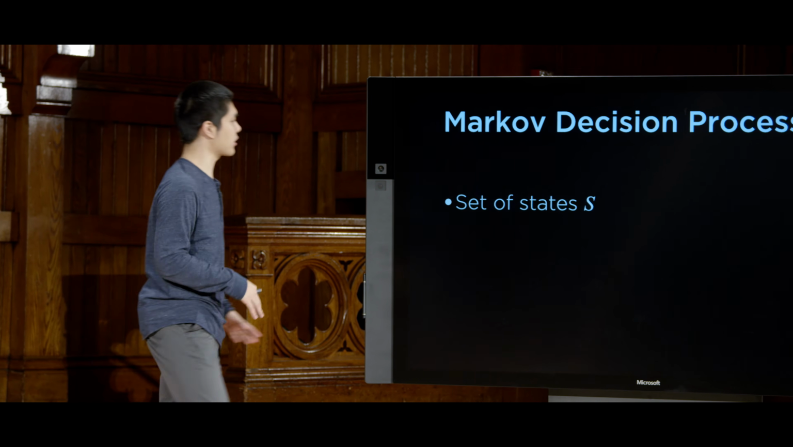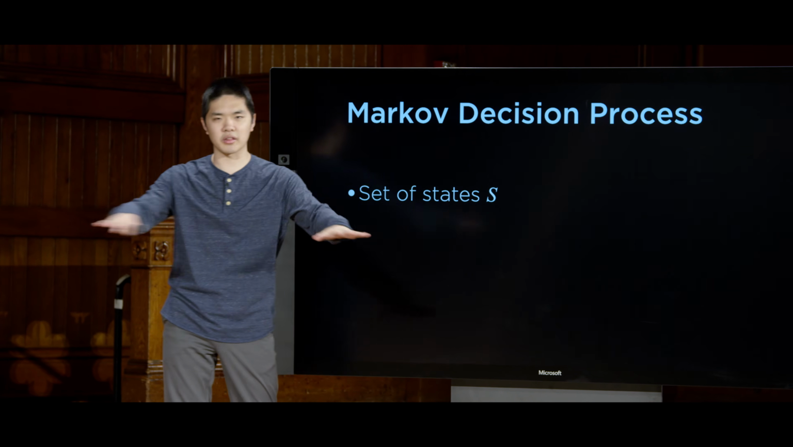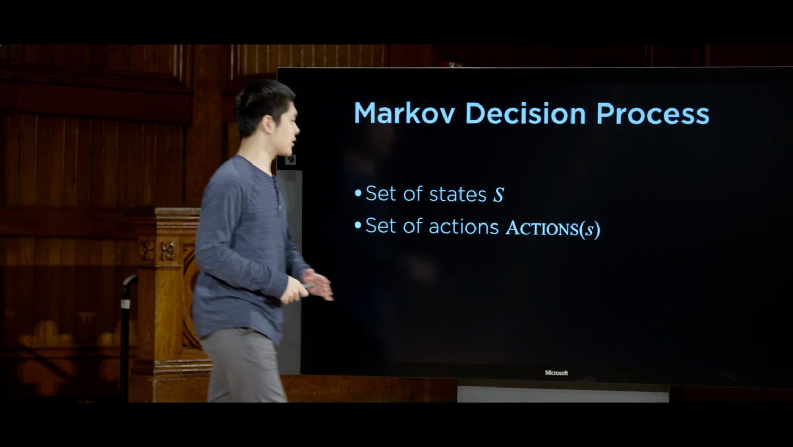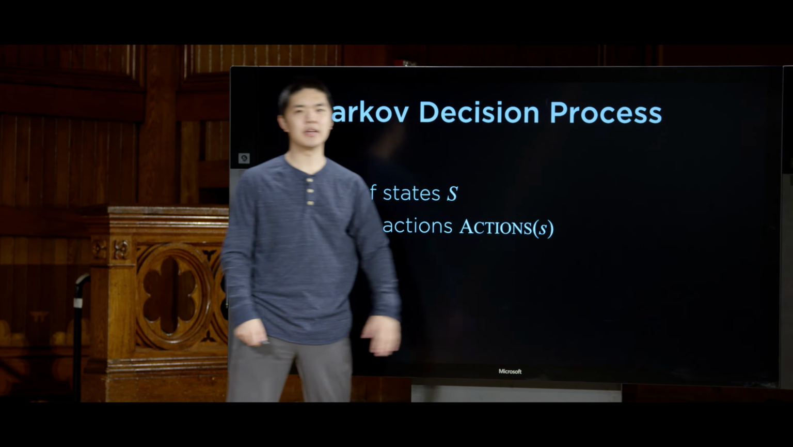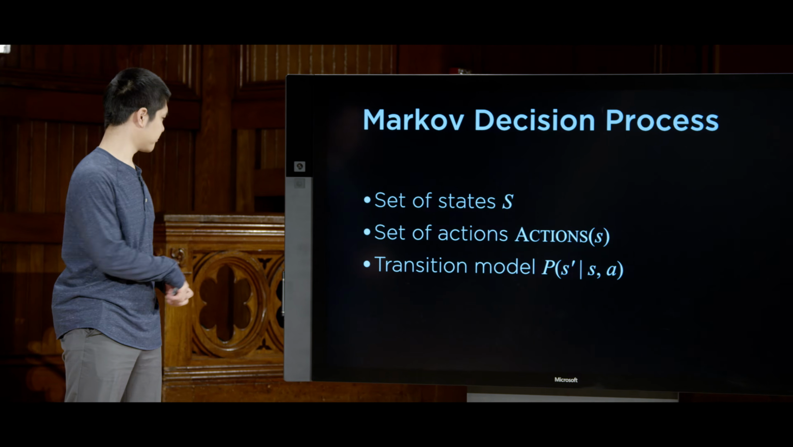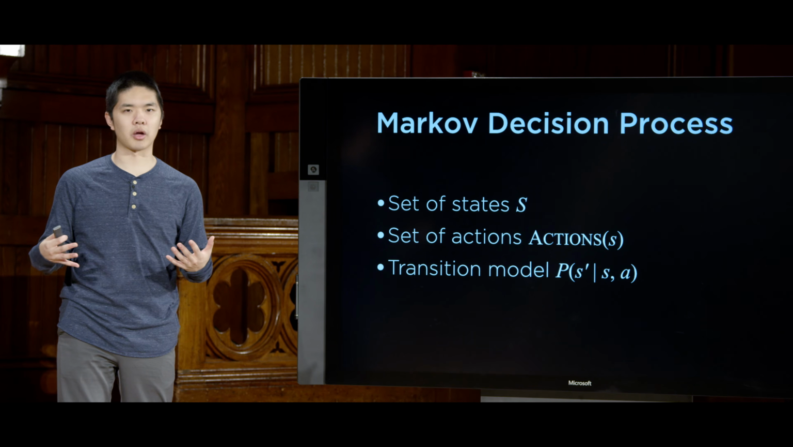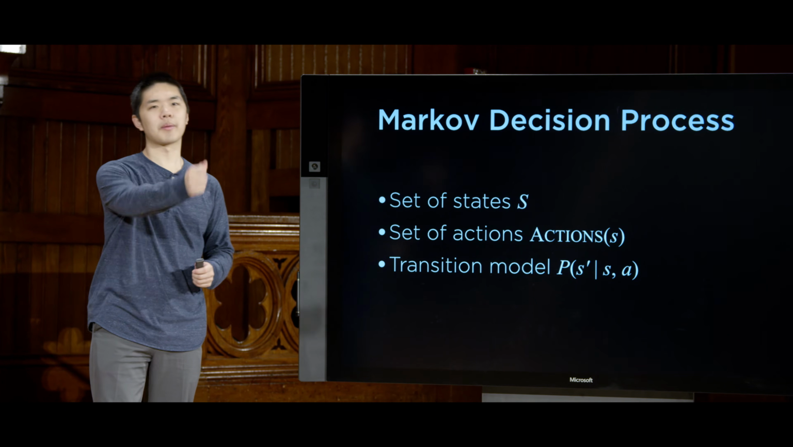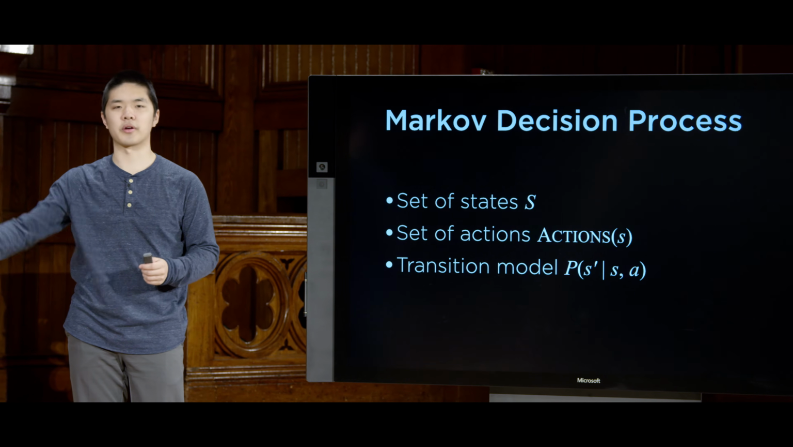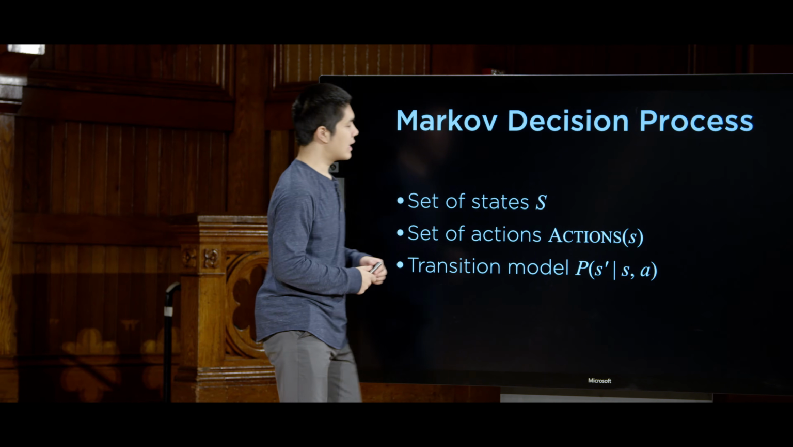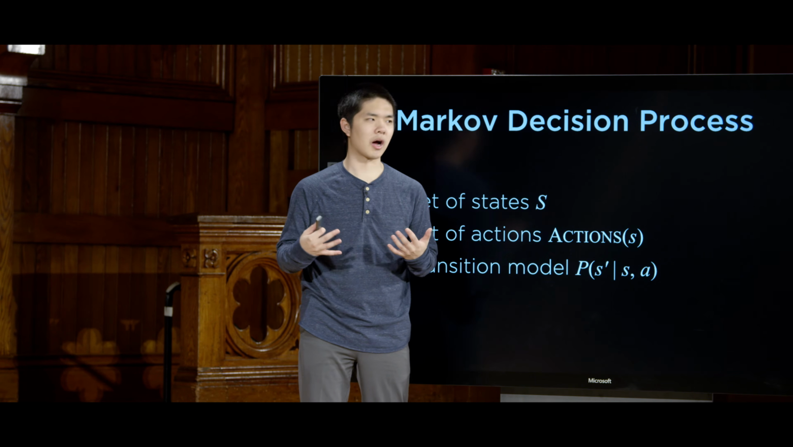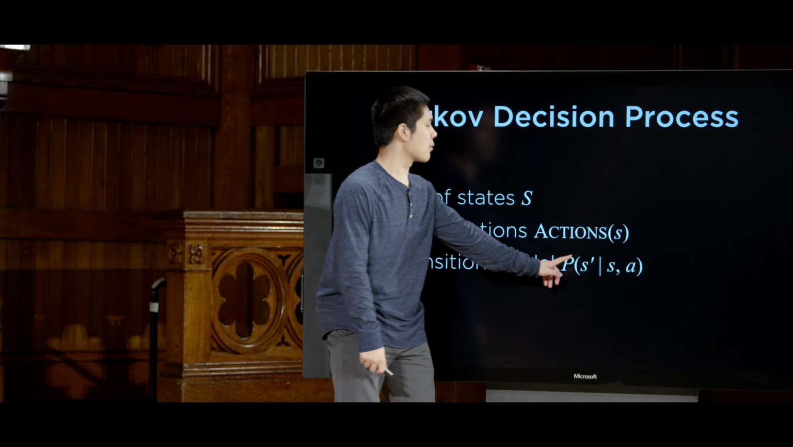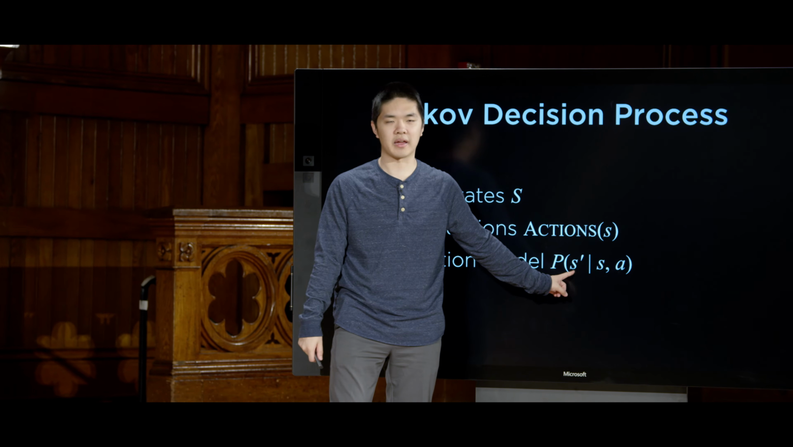A Markov decision process has some initial set of states, so states in the world that we can be in. We have some set of actions that, given a state, I can say, what are the actions that are available to me in that state, an action that I can choose from. Then we have some transition model. The transition model before just said that given my current state, what is the probability that I end up in that next state or this other state? The transition model now has effectively 2 things we're conditioning on. We're saying, given that I'm in this state and that I take this action, what's the probability that I end up in this next state?